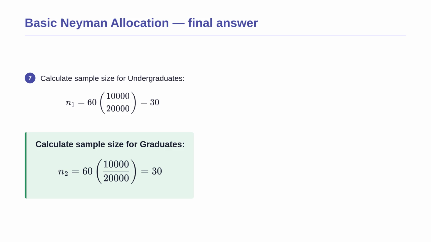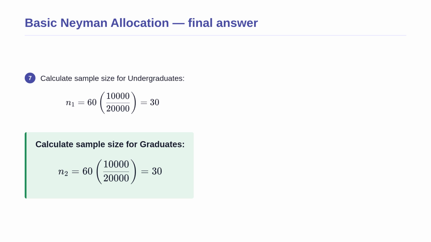For the undergraduates, we take our total allowed sample of 60 students and multiply it by the fraction of their specific weight over the total weight. Since their weight is exactly half of the total, they get exactly half of the sample, which is 30 students. Finally, we do the same for the graduates. They also represent exactly half of the total priority weight, so they also receive a sample size of 30 students.